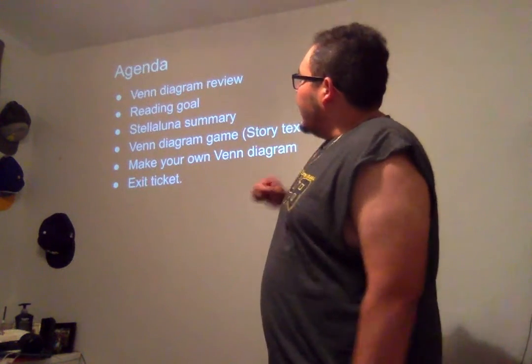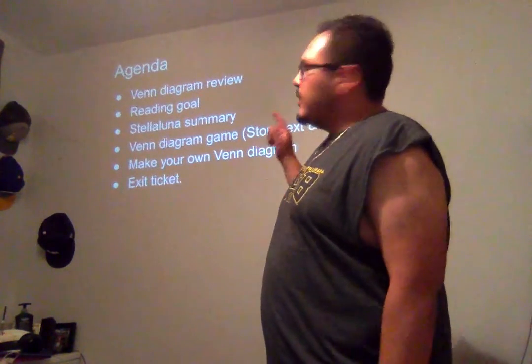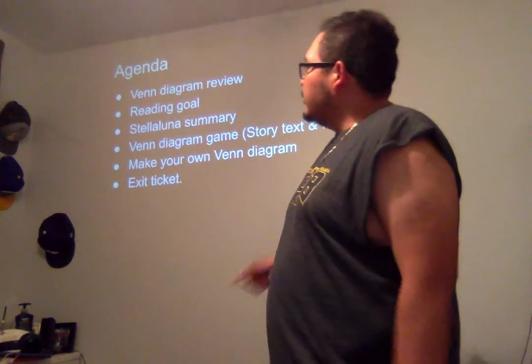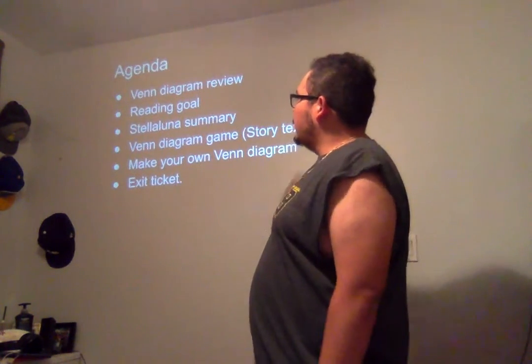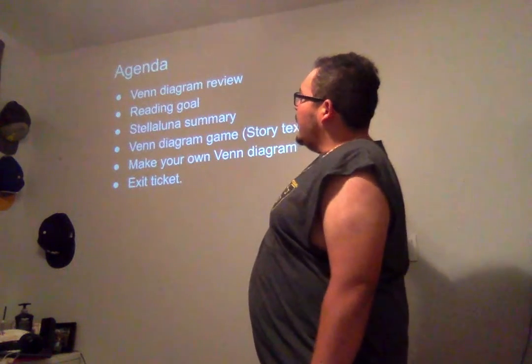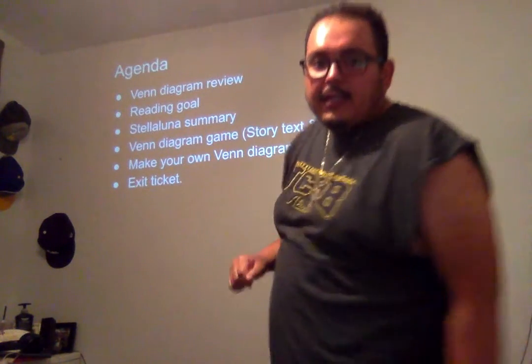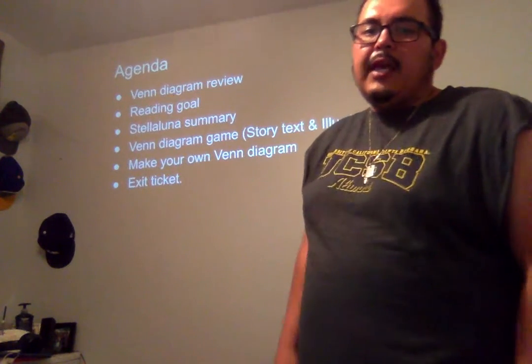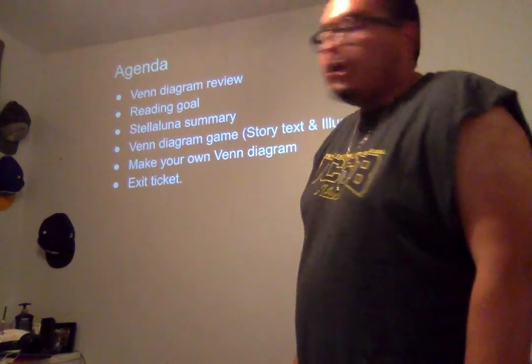First, we have our Venn diagram review. Then we're going to go over our reading goal for today. We'll do our Stellaluna summary. We'll play a Venn diagram game. We'll make our own Venn diagrams with our elbow partners. And then finally, we'll do a quick exit ticket.